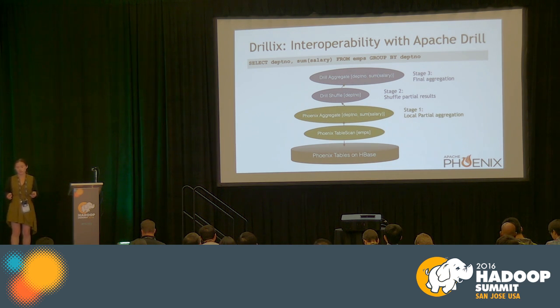runtime. So in this example, we'll see how Drillix will work out a group by query. As the first step, Phoenix will do the table scan and the first part of the local partial aggregation, and it will hand over the results to the Drill side. Drill will convert it into Drill's own data format, and we shuffle across Drill servers, and then Drill will do the final aggregation.